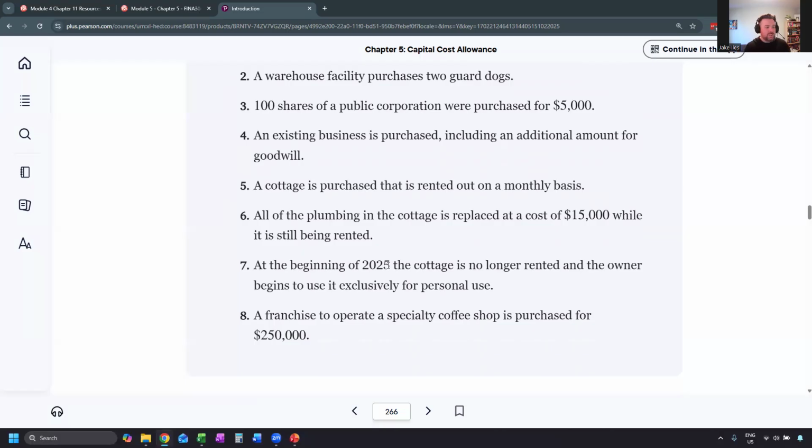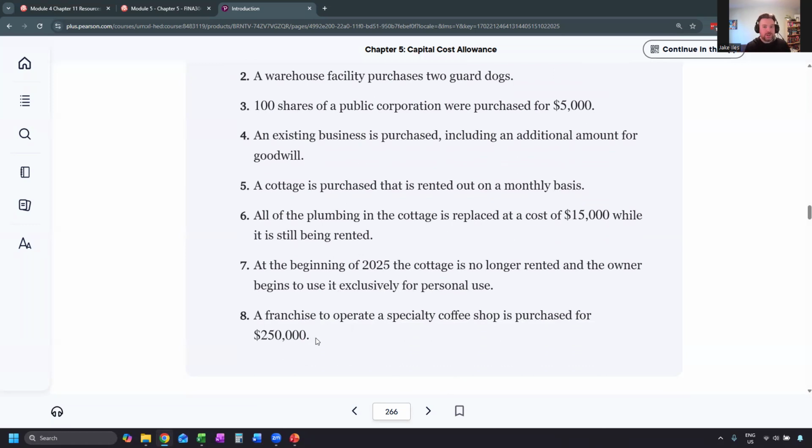At the beginning of 2025, the cottage is no longer rented and the owner begins to use it exclusively for personal use. If the cottage is no longer used in the process of earning income, it can no longer be depreciated. A franchise to operate a specialty coffee shop is purchased for $250,000.